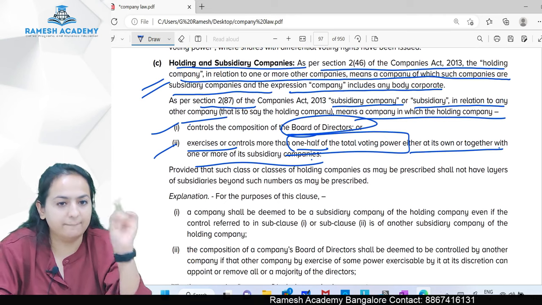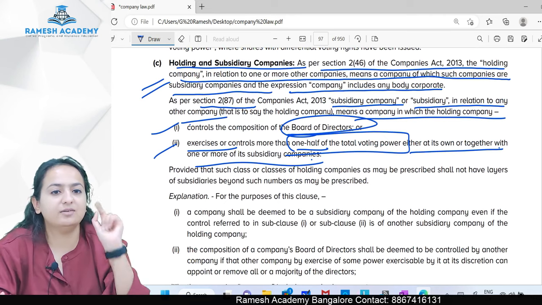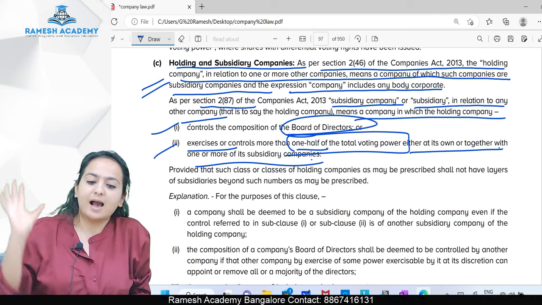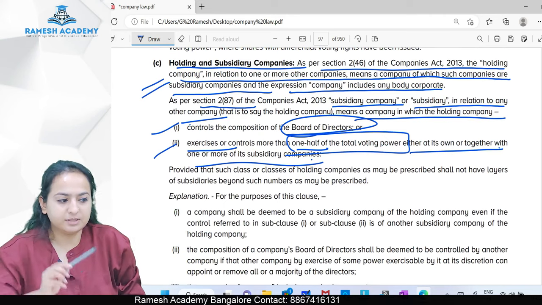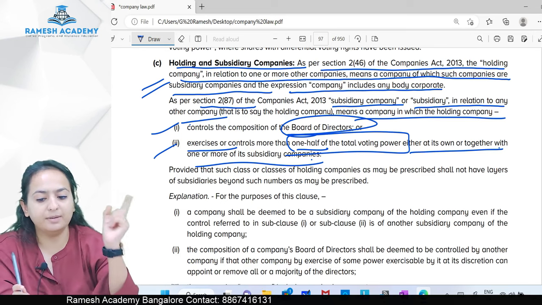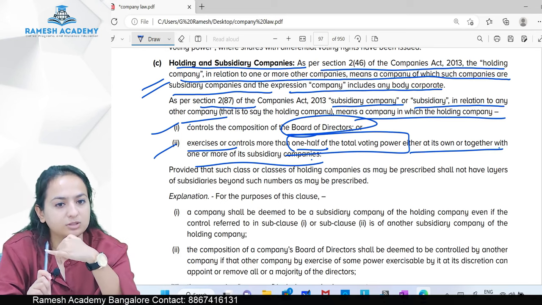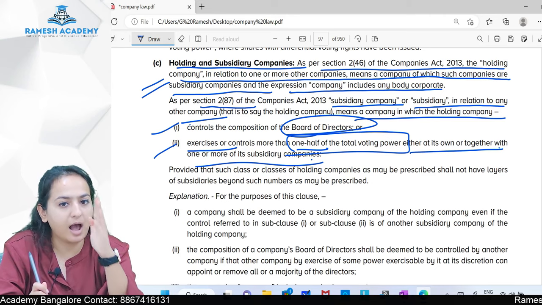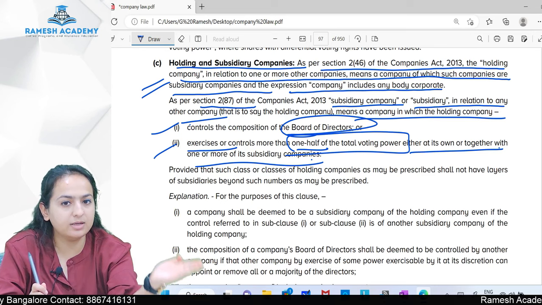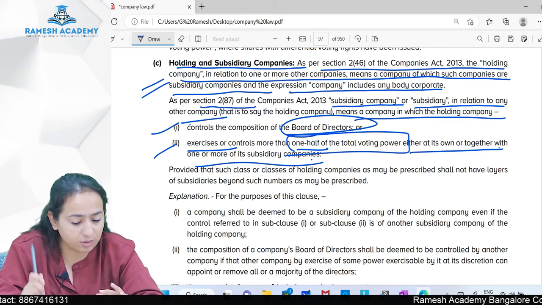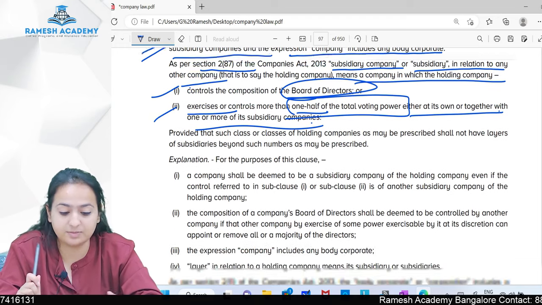Holding or subsidiary company. Section 2 subsection 46 defines the holding company. Holding company means a company of which other companies are subsidiary companies. Subsidiary company, Section 2 subsection 87, means what? A company in which the holding company controls the composition of the board and exercises control over more than half of the voting power in this subsidiary company.